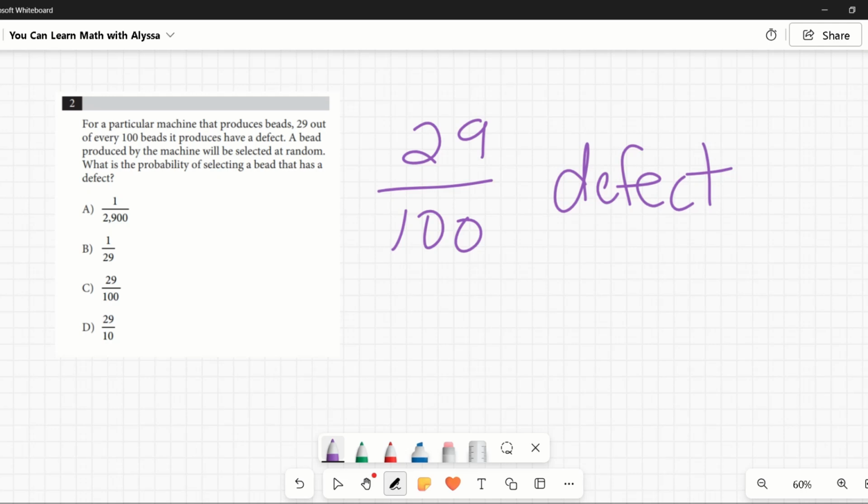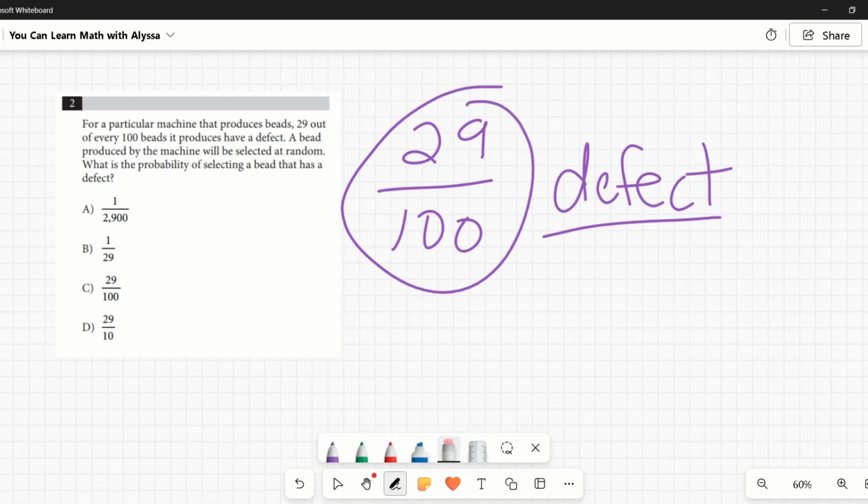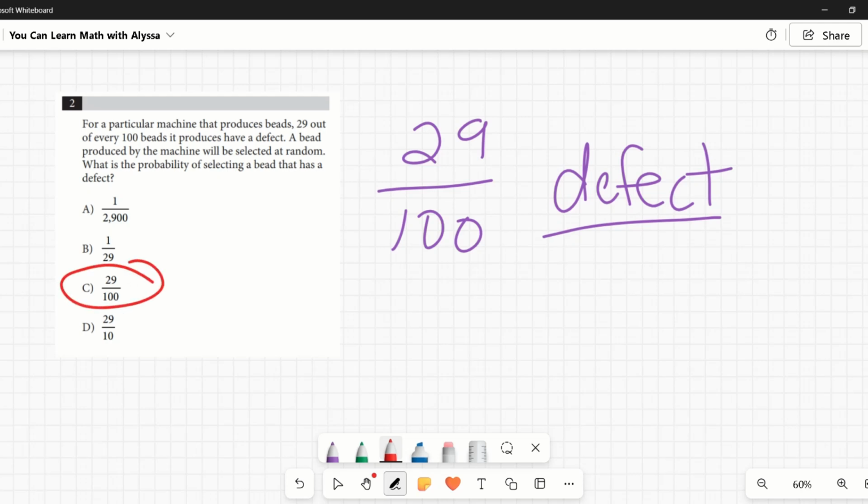I digress. A bead produced by the machine will be selected at random. What is the probability of selecting a bead that has a defect? Well, they've told us that 29 out of every 100 has a defect. So that's our odds right there, 29 out of 100. The only thing that you would have to do in some of these problems is simplify if this is a fraction that could be simplified, like if it was 25 out of 100, you could simplify that down. But this one you can't. 29 out of 100 is just that. So that is my answer, C.